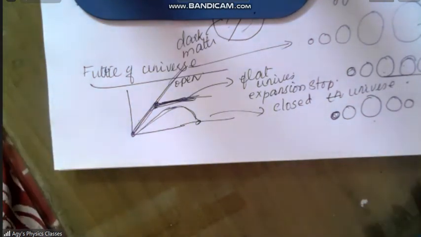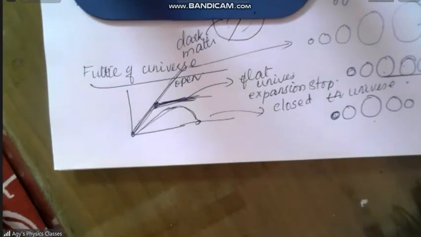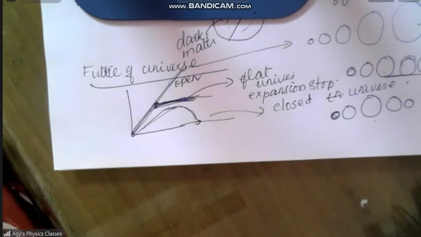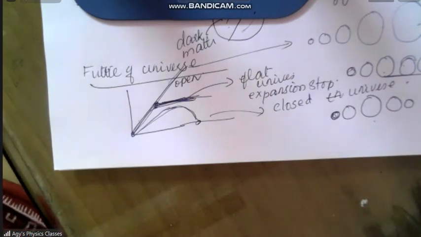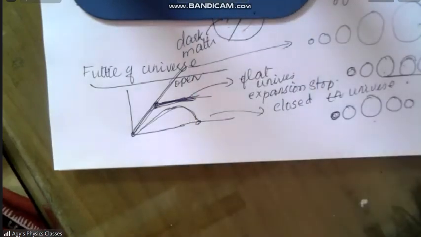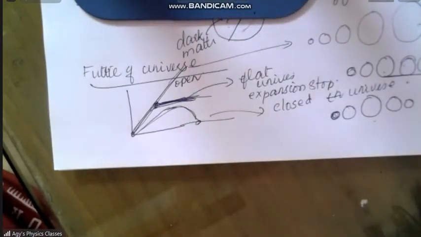Okay, so with that we finish astrophysics. Now we have one more chapter left, which is oscillations, which is very little only. Then we can start doing past paper work. Just go through and tell me if you still have any doubt on astronomy.